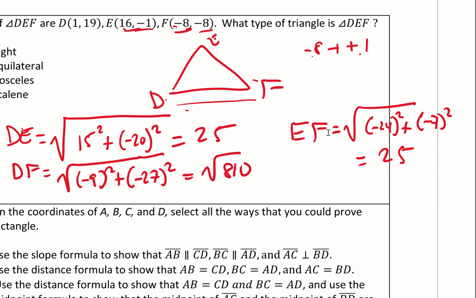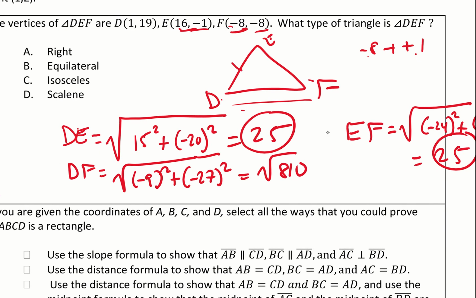All right, so we notice that these two distances are the same. And remember that if two of the sides are the same in a triangle, then that's referred to as an isosceles triangle. So there we go, we got an isosceles triangle here.